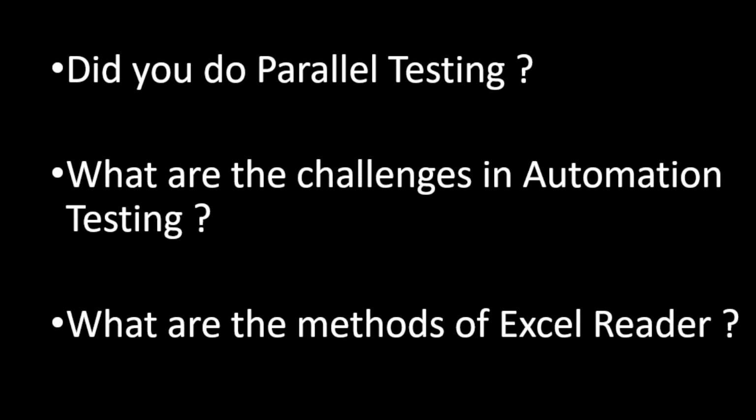Handling dynamic objects like IDs, classes or names. These are places where we can face another challenge, and also how we can handle that. If IDs, classes or names are all changing, how can we handle this scenario? There are some functions: starts-with, ends-with, contains, preceding, siblings, ancestors. With the help of all these we can overcome the issue. So this is also one challenge here.